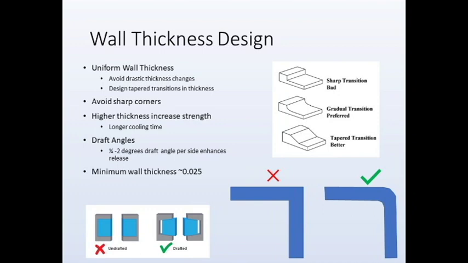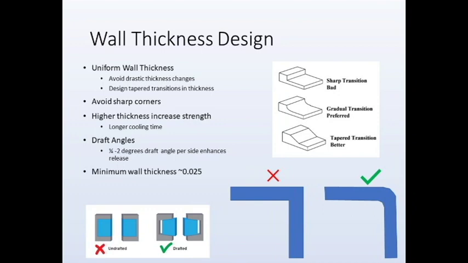of that shape. A gradual transition is preferred, but best of all, the tapered transition is probably the best option when designing wall thickness or transitions between walls. We want to absolutely avoid sharp corners, and we want to try to implement a radius in our corners. This will help increase the part strength, and any increase in thickness will increase cooling time.